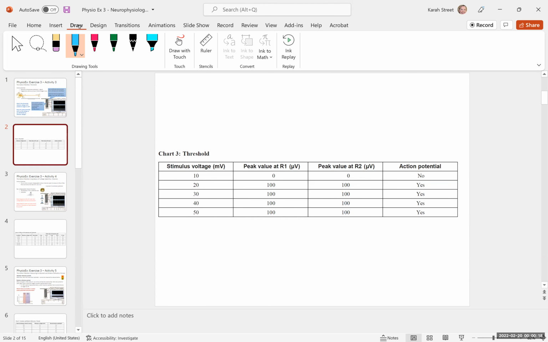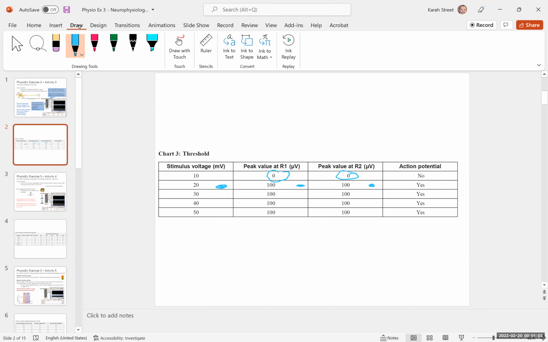We started out with a stimulus voltage of 10 millivolts. We can see at recording electrode 1 and recording electrode 2, there was no change in electrical current. We did not detect any microvolts. So no action potential was detected. Then we upgraded our stimulus voltage to 20. And we noticed that, yes, we did get an electrical signal of 100 microvolts at recording electrode 1 as well as recording electrode 2. This was an action potential. It was propagated along the axon.